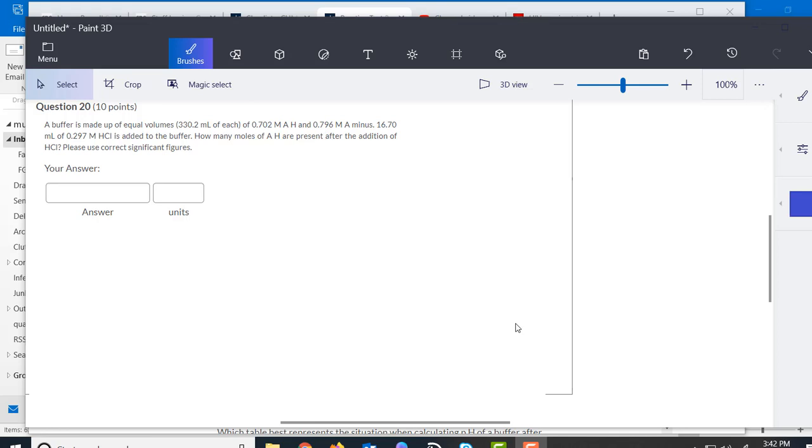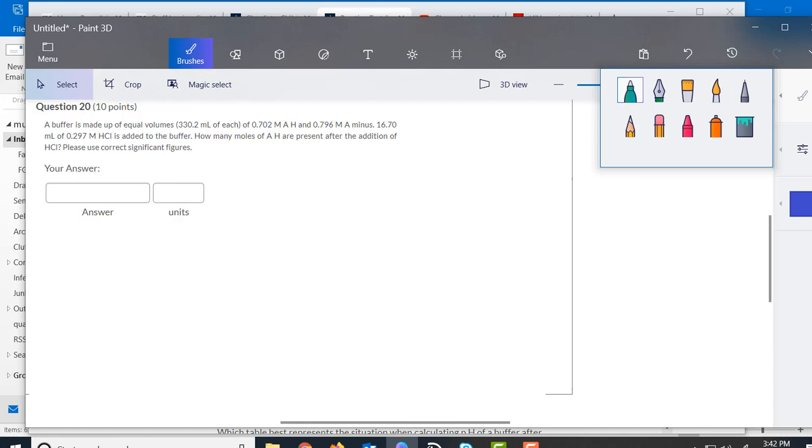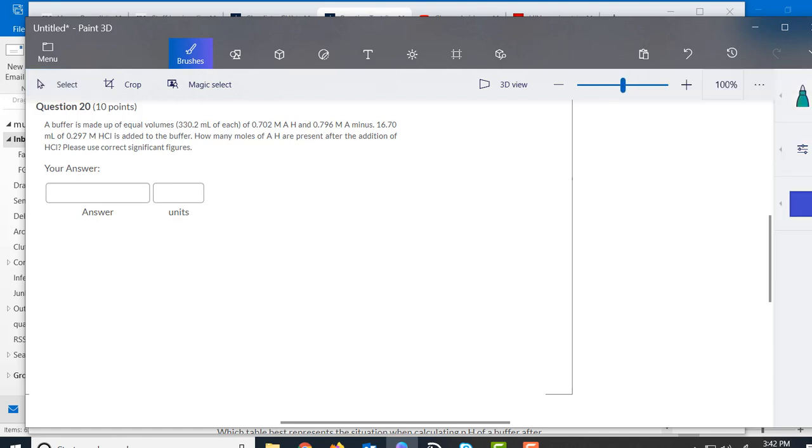So we're looking now at another buffer problem, and this time we're looking for the moles of AH after the addition of HCl. So the first thing we'll do is get the initial moles. And the initial moles will look like this. So we're going to do moles of AH.